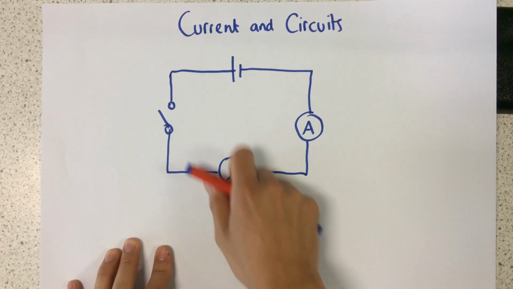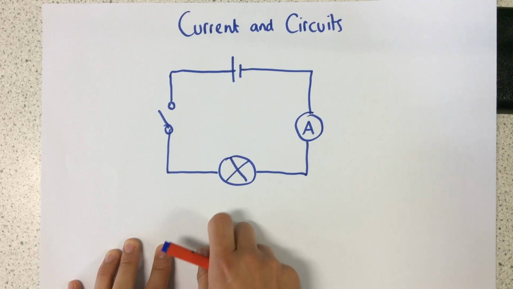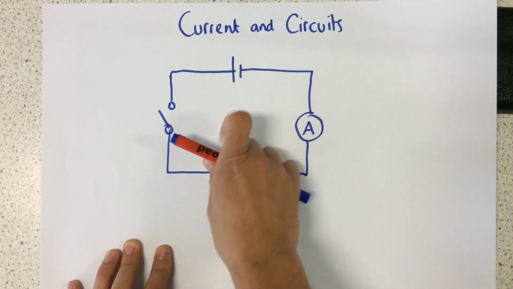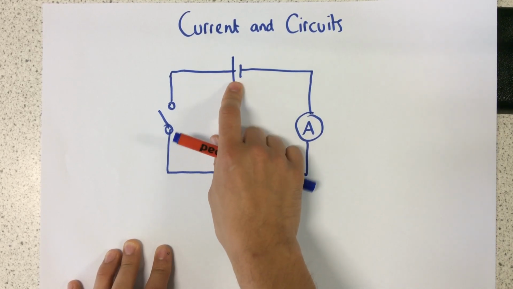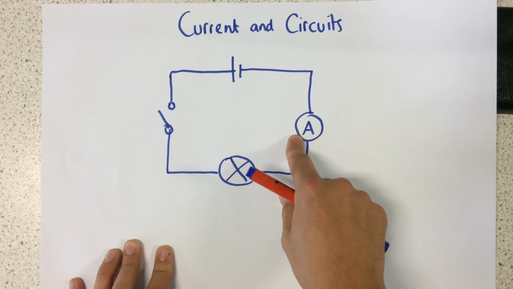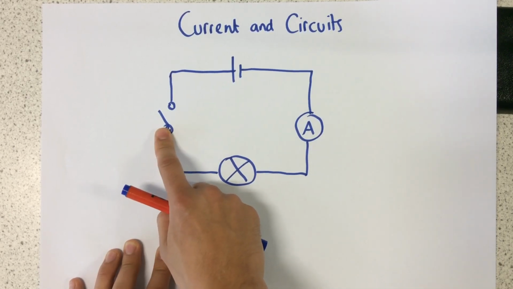Okay, today I'm going to talk to you about current and circuits. To help illustrate this, I've just got a real simple circuit here that's made of a cell. That's what provides the push or potential difference in the circuit. An ammeter, that's what measures the current, a filament lamp, and a switch.